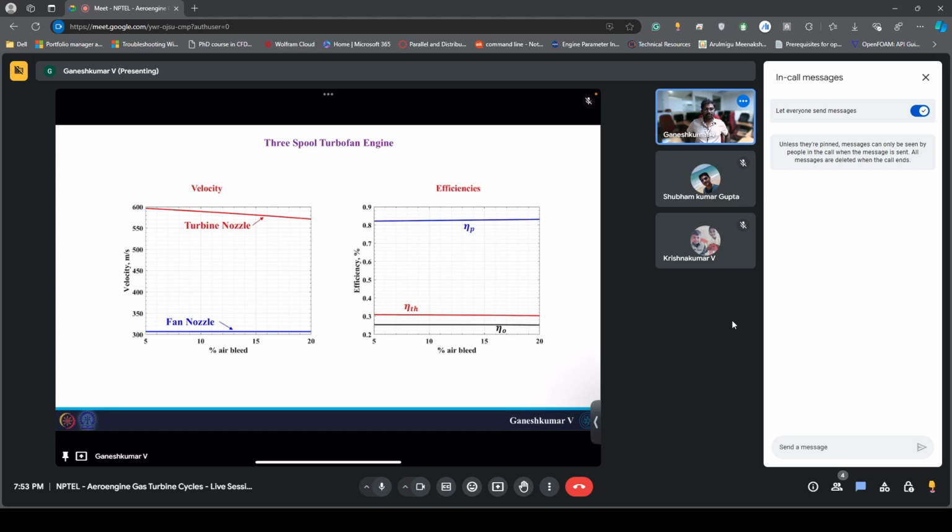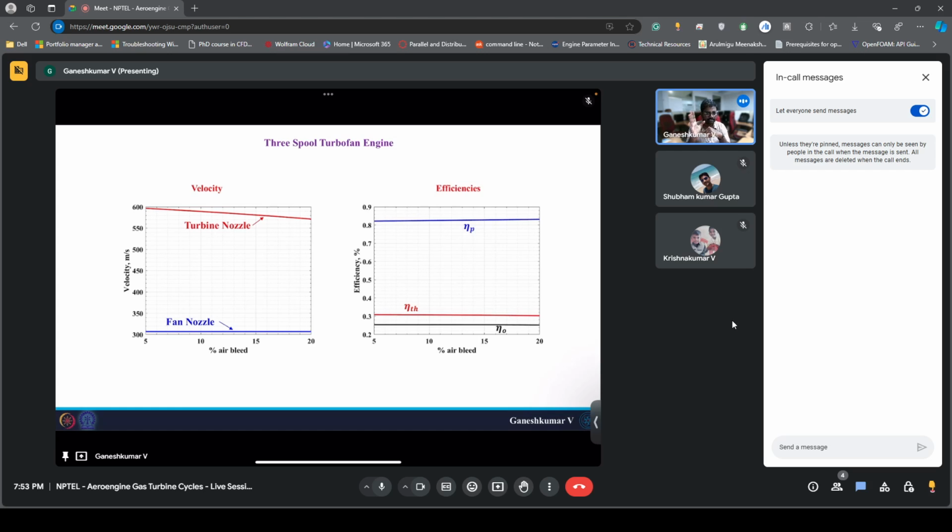Okay, now look at the efficiency. So we have a continuous increase in propulsive efficiency and a continuous decrease in the thermal efficiency. Yeah, and then thermal efficiency and overall efficiency is not that much of a difference. It's almost a straight line, but propulsive efficiency slightly increases because of air bleed, and this is due to the exit velocity of the turbine nozzle continuously decreasing, and that is leading to an increase in the propulsive efficiency. Okay, so that's the idea that I want to give.